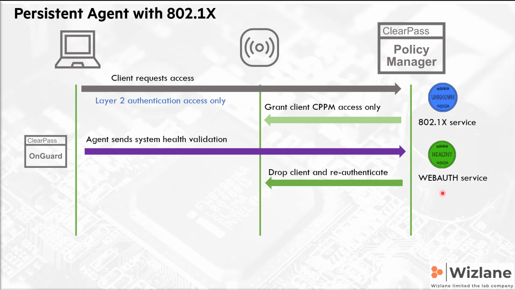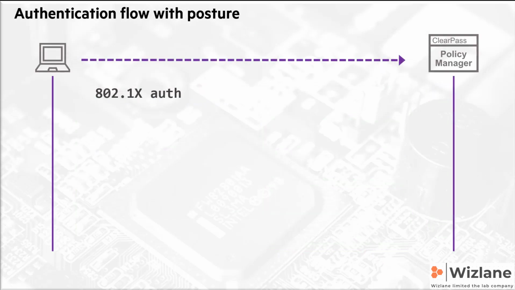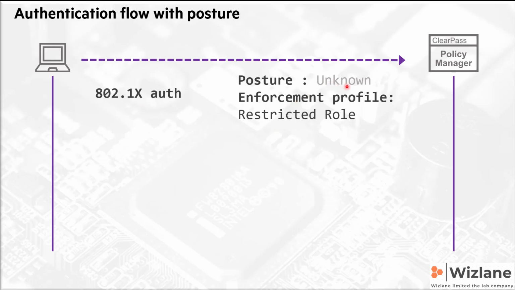In this case, assume everything is fine. What will happen then is I need to elevate the access to that client. I need to send what's called a change of authorization. So I'm going to drop the client. The client will automatically re-authenticate. The cache for the token has been updated, and we will grant our client full access.